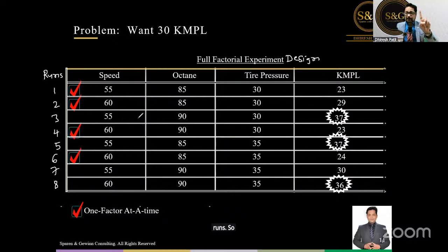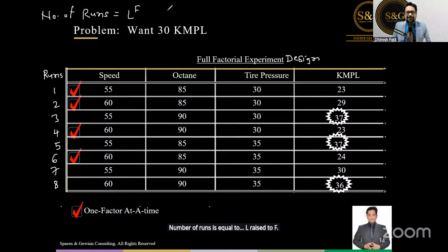So one experiment would have multiple runs. Right now in this table there are 8 different runs. Now, how do you identify the number of runs in an experiment? There is a formula. Write the formula down. Number of runs is equal to L raised to F, where L is equal to levels and F is equal to factors. Write this down.